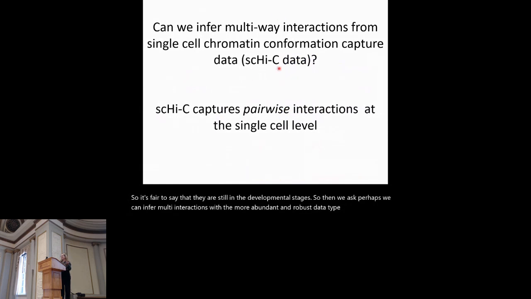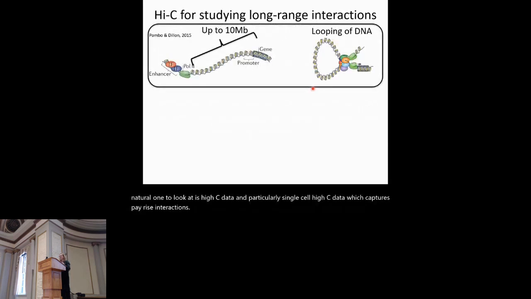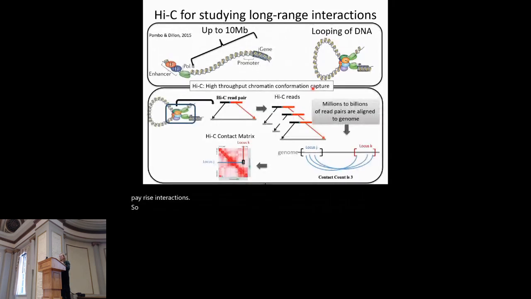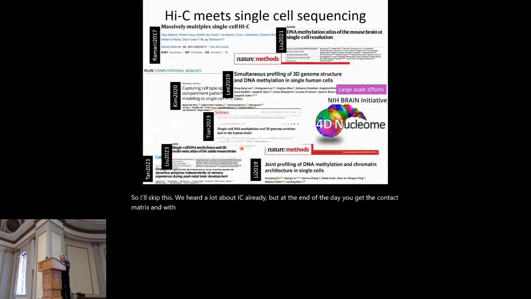And the most natural one to look at is Hi-C data, and particularly single-cell Hi-C data, which captures pairwise interactions. I'll skip these. We heard a lot about Hi-C already, but at the end of the day, you get a contact matrix. And with the availability of single-cell profiling, we can actually do these experiments at the single-cell level.